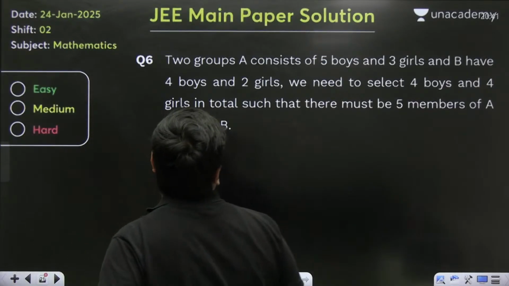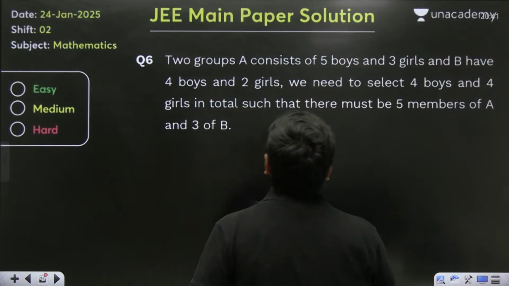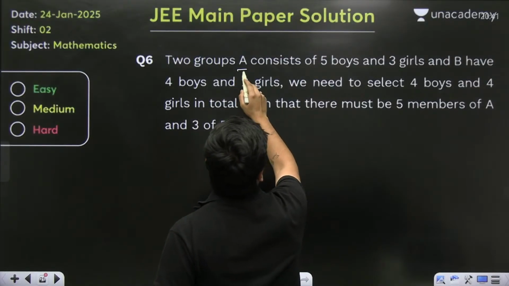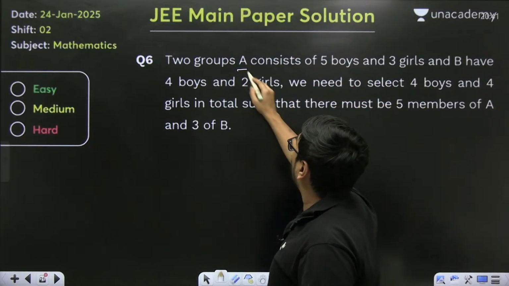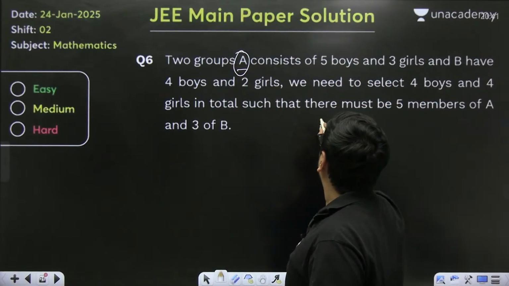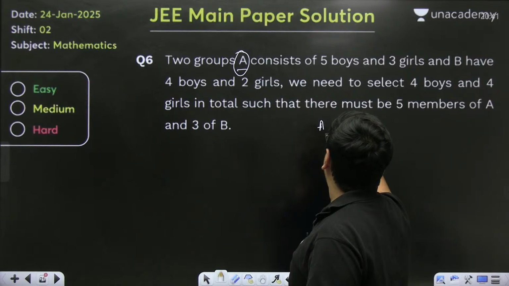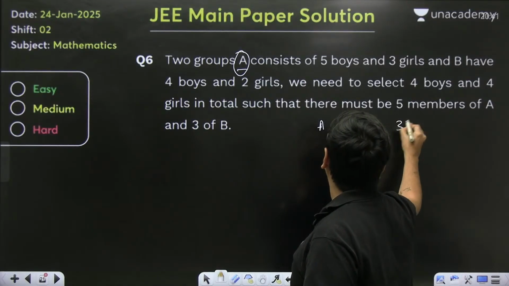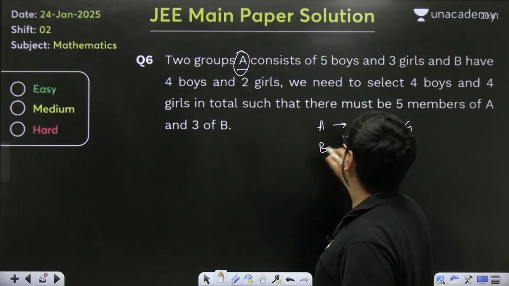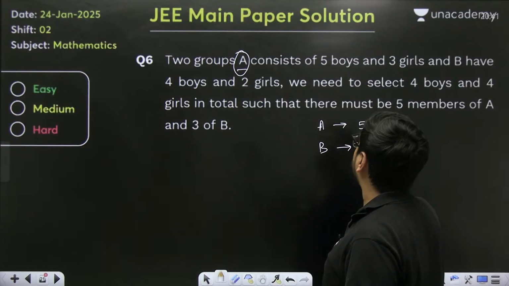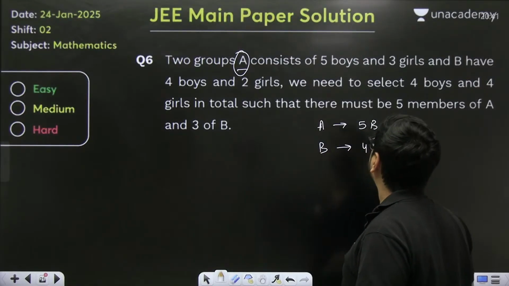Two groups consist of 5 boys and 3 girls. Okay, group A consists of 5 boys and 3 girls. Correct? And B consists of 4 boys and 2 girls.